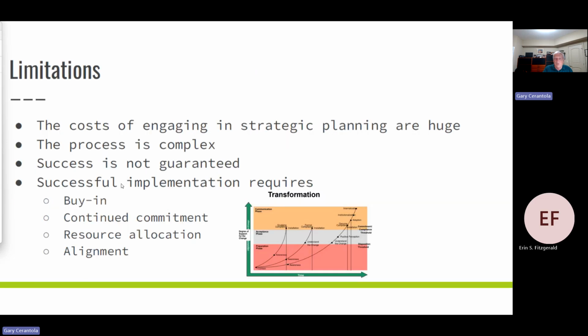I won't go through that. What are the limitations? It's the buy-in. It's this end of it, to be able to institutionalize and internalize that transformation that the strategic plan is trying to drive. So buy-in, continued commitment, resource allocation, and alignment.